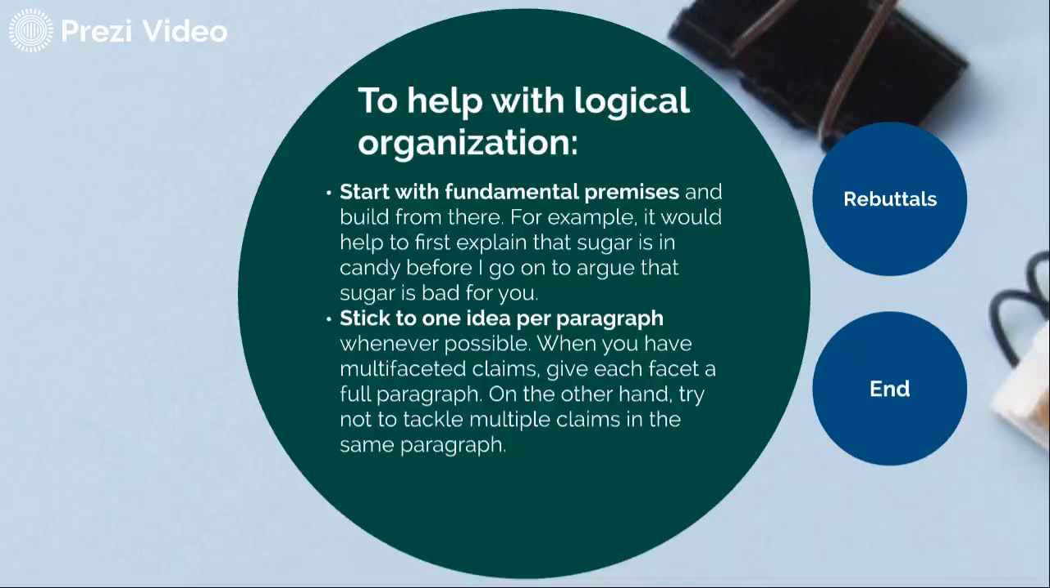Another helpful tip is to stick to one idea per paragraph whenever possible. When you have multifaceted claims for those ideas, give each facet a full paragraph. On the other hand, try not to tackle multiple claims in the same paragraph. This mostly just helps you to follow those argumentation and reasoning steps that I provided in a couple slides earlier, so that you're able to fully reason and justify your claim with evidence before just moving on and making assumptions, and assuming your reader is going to get from point A to B without providing the necessary reasoning and justification for them to believe you.